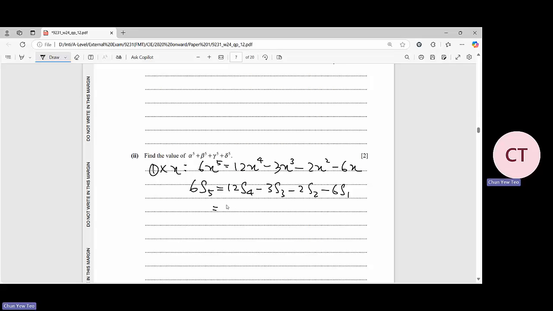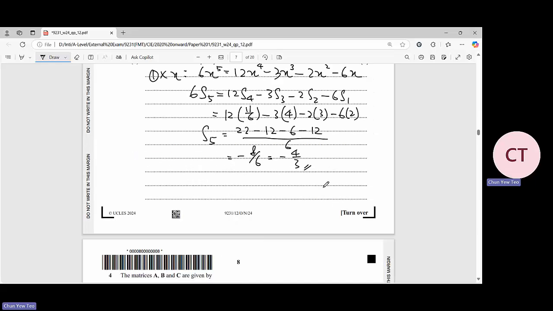So just replace the values. S4 is 11 over 6, S3 is 4, S2 is 3, S1 is 2. So your S5 is equal to 22 minus 12 minus 6 minus 12, divided by 6. So this is negative 8 over 6. It will be negative 4 over 3. Done. That will be the answer for question C, part 2, and that will be the answer for question number 3.